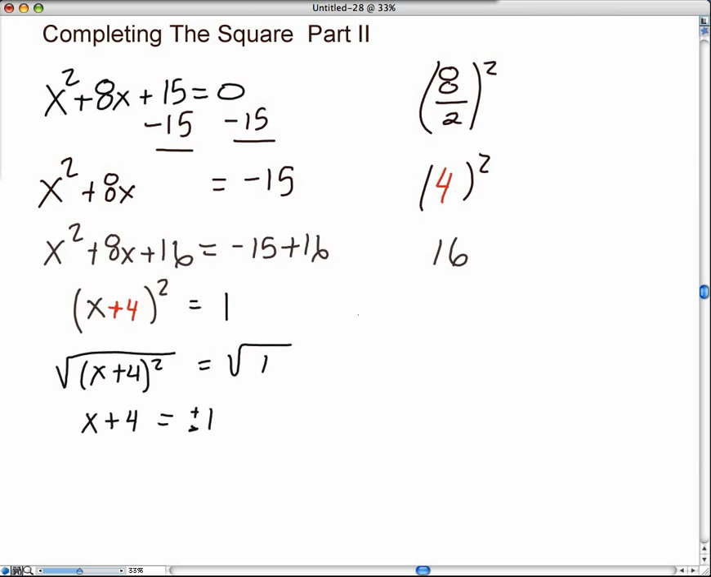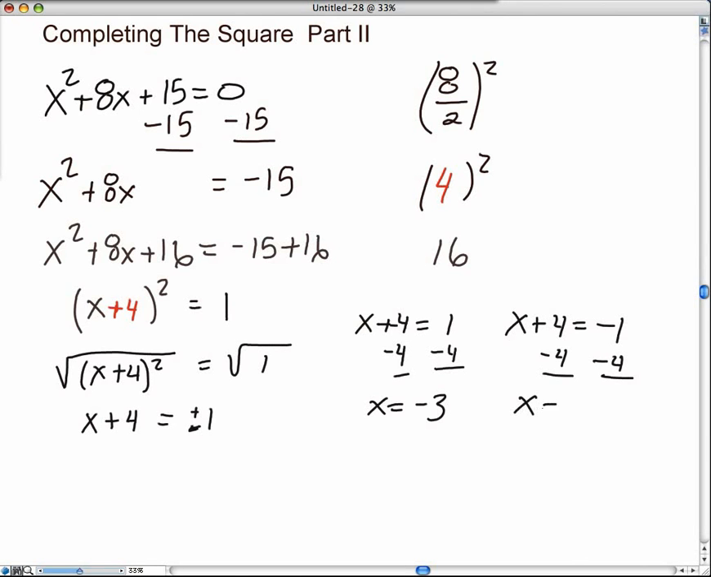The first one is x plus 4 equals 1. And the other one is x plus 4 equals negative 1. The negative 1 comes from this negative here, and then the plus 1 comes from over here. So we get 2 answers. The next thing we want to do is subtract 4 on both sides. X equals negative 3. And here we want to subtract 4 on both sides. We get x equals negative 5. We get 2 separate answers and 2 roots.